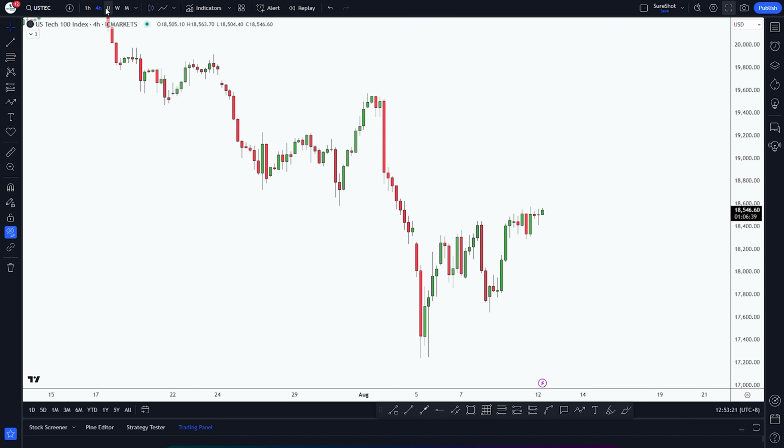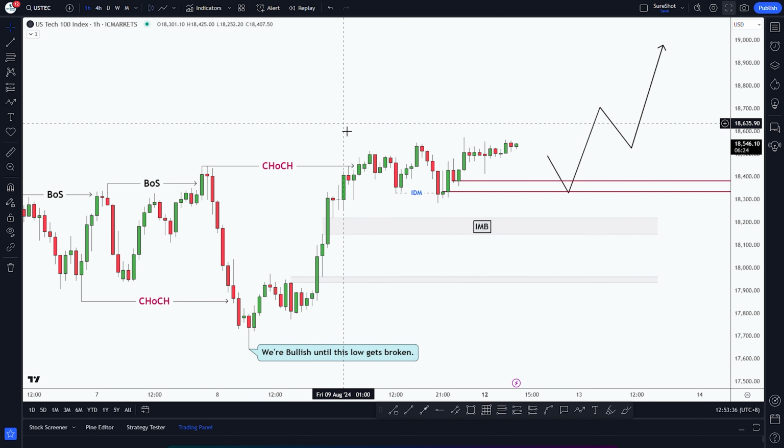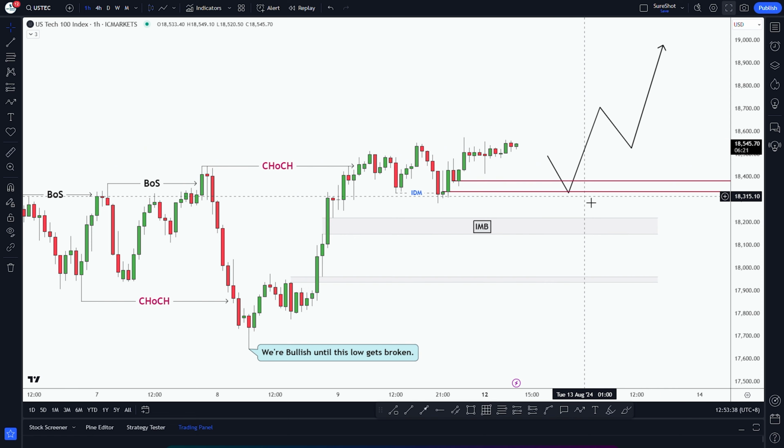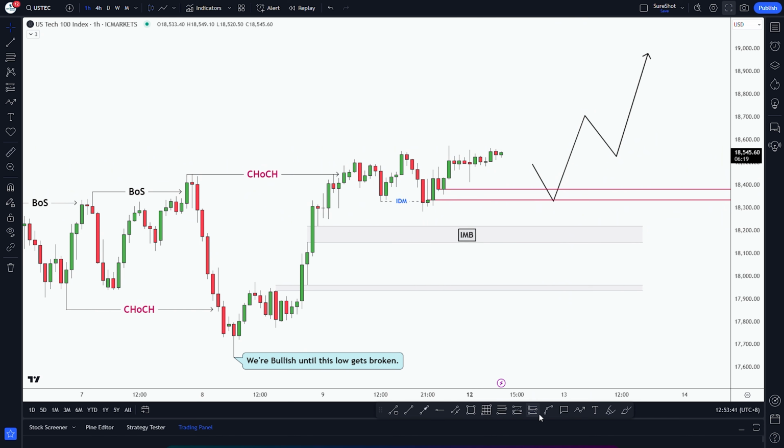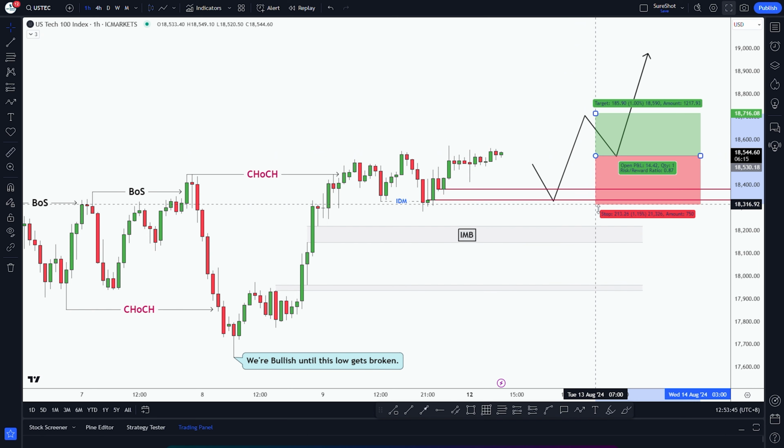However, let's head back to the hourly timeframe. So, what are we expecting from NAS100 this week? We're waiting for a false inducement at the beginning of the week, and after confirmation we'll look for buy setups like this.